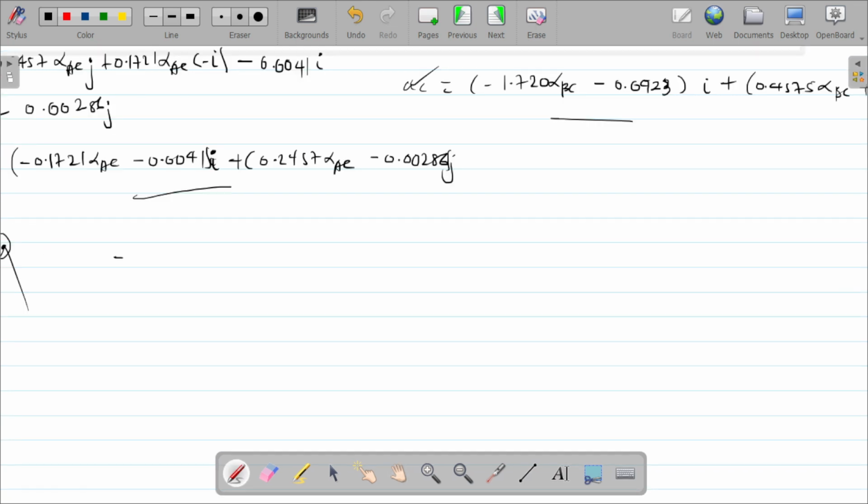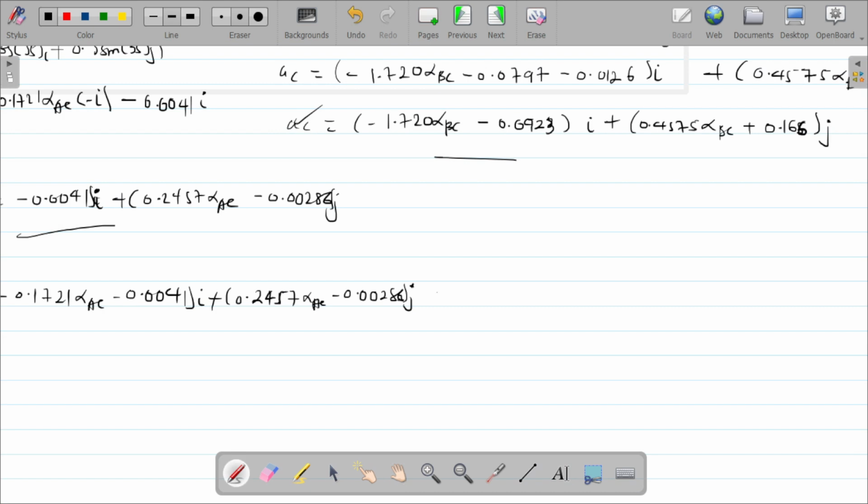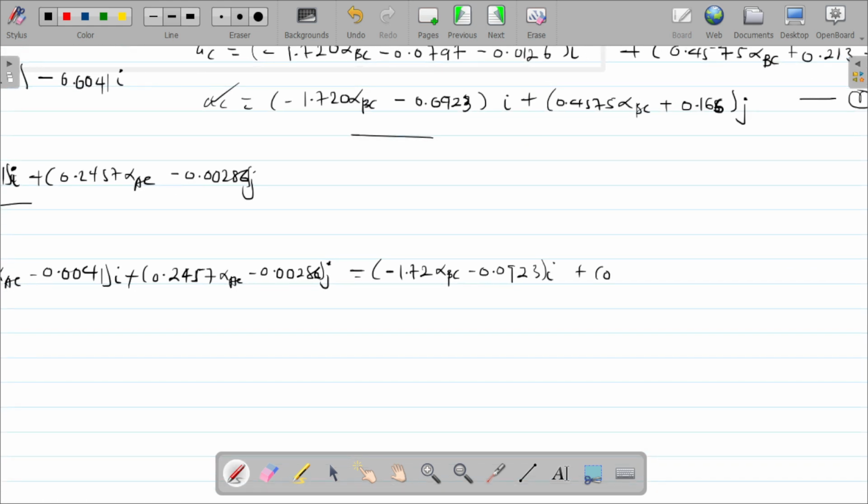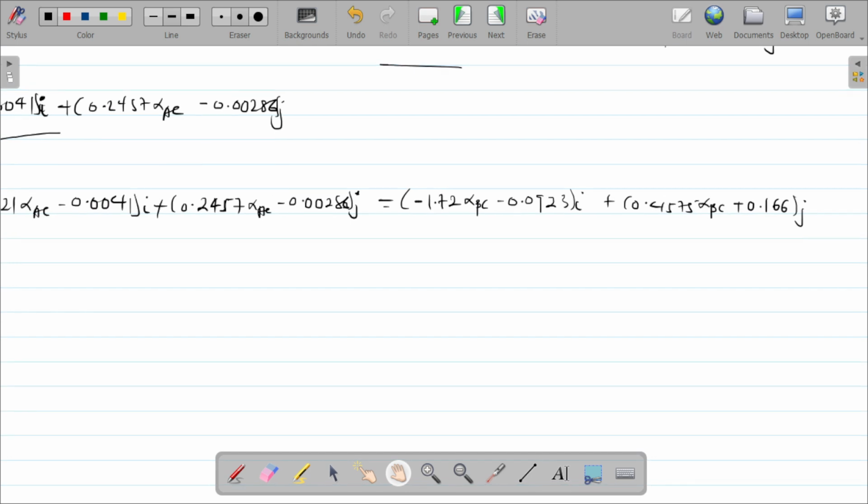So that will mean minus 0.1721 alpha AC minus 0.0041 I plus 0.2457 alpha AC minus 0.00286 J is equal to minus 1.72 alpha BC minus 0.0923 I plus 0.4575 alpha BC plus 0.166 J. All right, so we are saying the I on the left is equal to the I on the right.